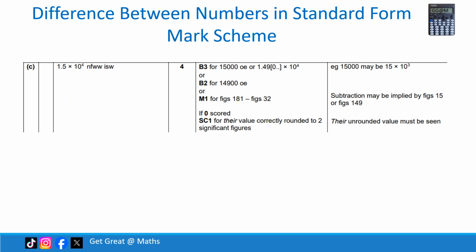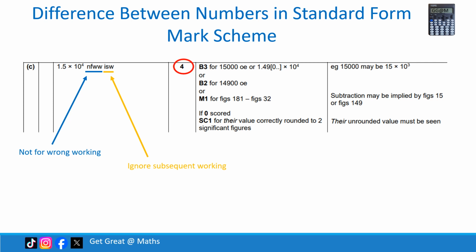Here is the mark scheme for this question. The answer was 1.5 times 10 to the 4. NFWW means not for wrong working. ISW means ignore subsequent working, which means if you wrote an answer after you got 1.5 times 10 to the 4, that can be ignored.